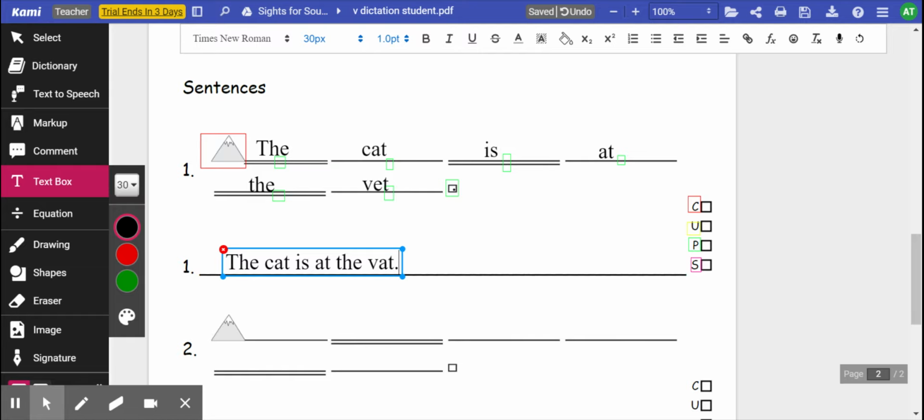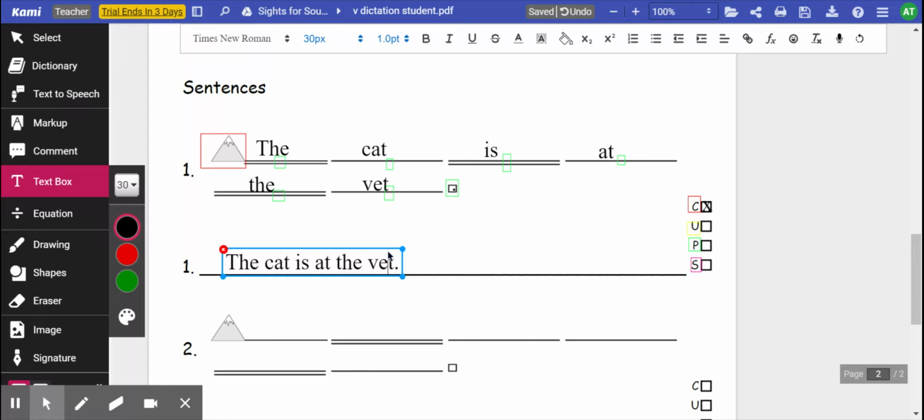Check for CUPS. Is the T capitalized? Good. Check for understanding. The cat is at the vet. Oh, that makes sense. At the vat? I wonder what's going on with this word. The cat is at the vat. Maybe we should, oh, there's the issue. The spelling is wrong.